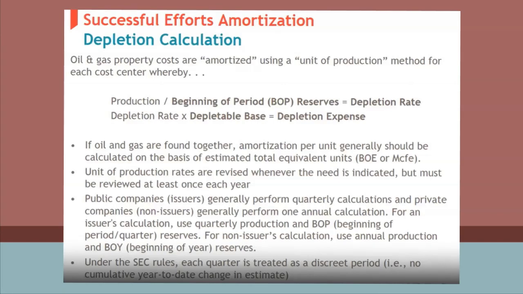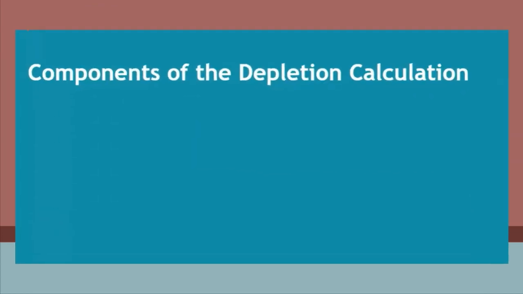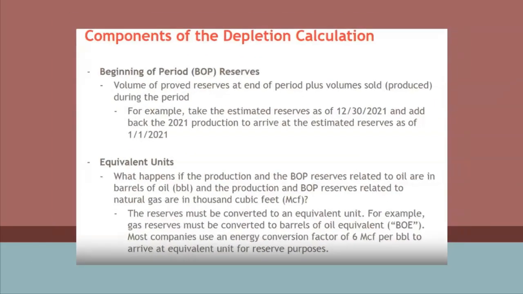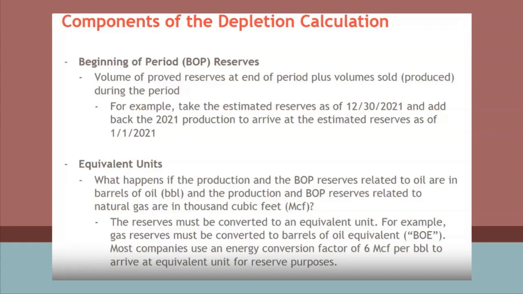But when you're talking about a private company, you're just going to take your end of year reserves straight out of the reserve report and add back production for the full year to get back to beginning of year reserves. And going forward, we're going to do all the examples based on a private company just to keep it simple. All right, so the components of the depletion calc. I just went over what the beginning of period reserves are. We already beat up the equivalent units, so I'm going to move on from that.